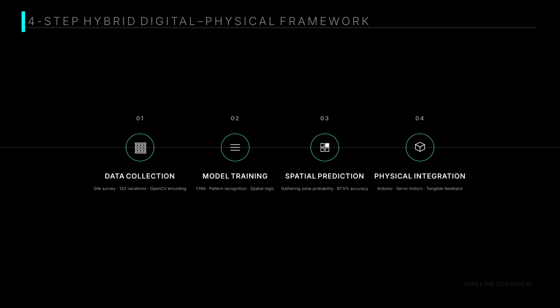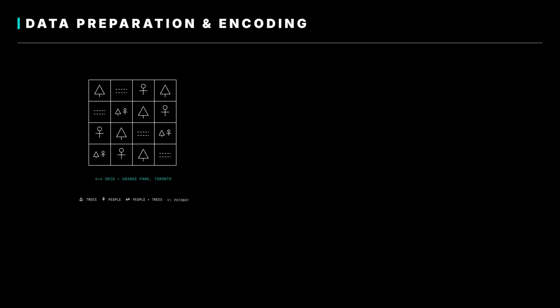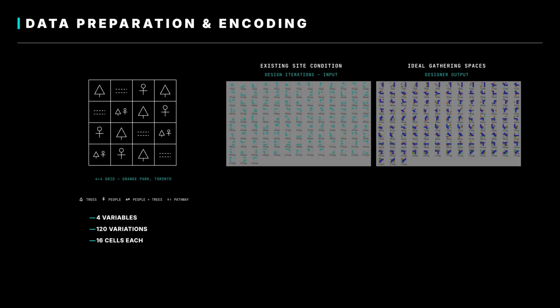and physical integration. A total of 120 spatial variations were generated by the designer using environmental and programmatic elements, including trees, pathways, and patterns of human activity. The resulting layouts were then encoded into structured spatial datasets using computer vision and will be used as inputs to train a machine learning algorithm.